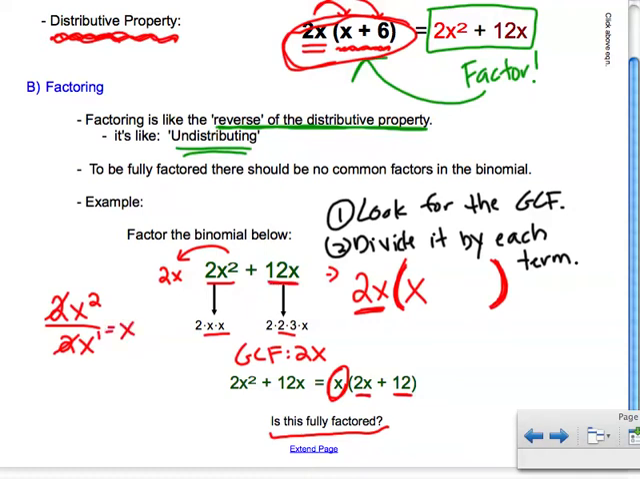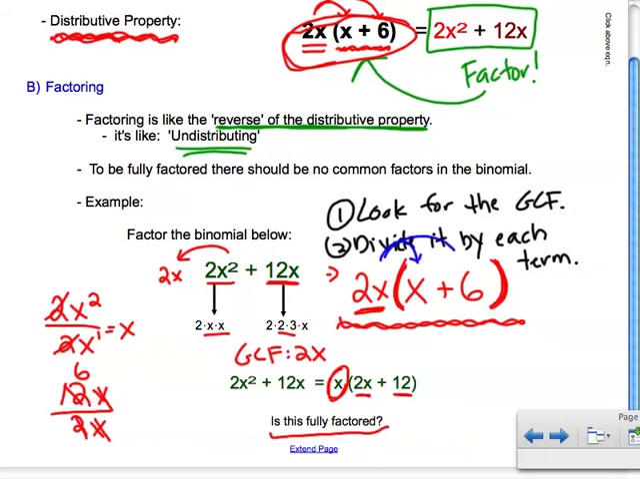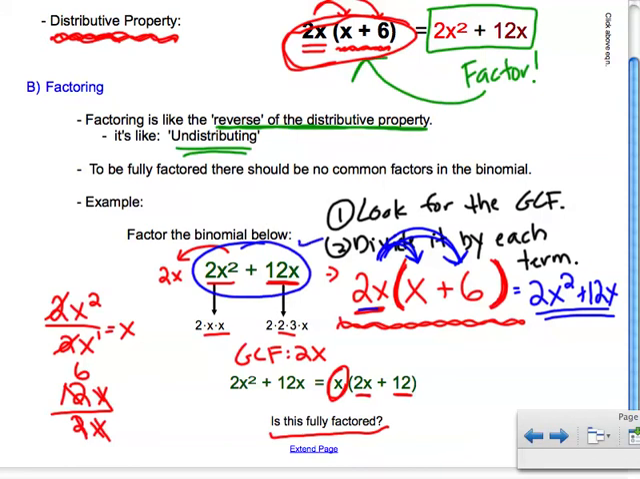If I do the same thing to this one here, I take 12x and I divide out my 2x, well now my x's are going to cancel, and all I have left is a factor of 6. So this would be my final answer here. Okay, and if you're not sure how I got that, try and check it by actually doing the distributive property. 2x times x is equal to 2x squared. 2x times 6 is 12x. Is that what we started with? Yes. Okay, so let me do some more examples and I think it'll make sense. It'll be a little bit more clear.